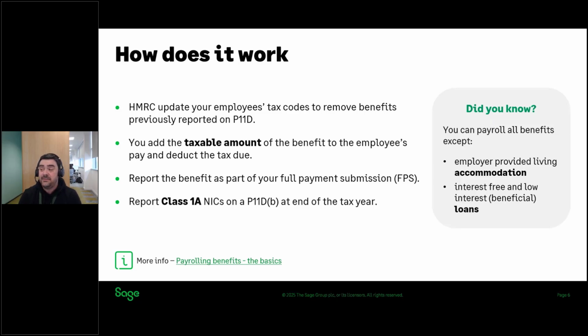Now, under the current scheme, it is possible to payroll all benefit types with the exception of employer-provided accommodation and beneficial loans. So both of these benefit types will need to be put through a P11D at the end of the tax year currently, but that is something that will change in the future, and there'll be an option to start payrolling those benefit types in 2026 onwards.